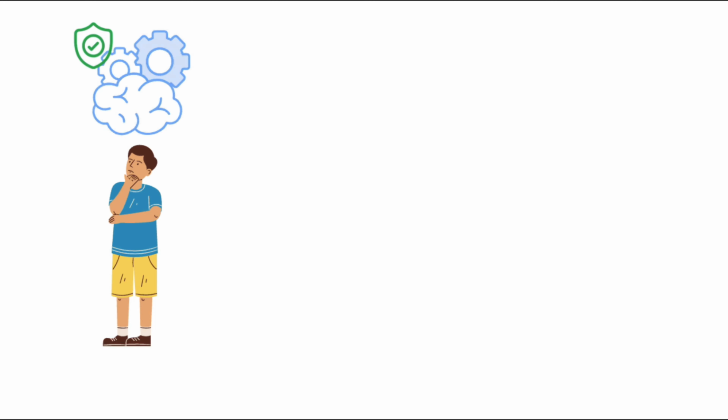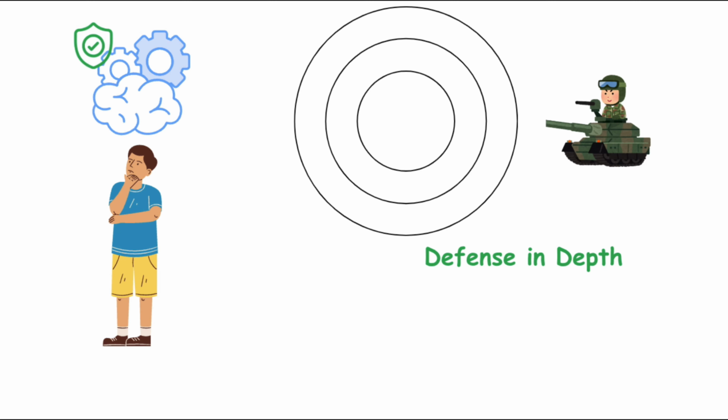We all know that security is not a one-time thing. It's a mindset. In cybersecurity, this principle is called defense in depth. Think of it like securing a house. You don't just lock the front door. You install security cameras, set up alarms, and maybe even have a guard dog. In the cloud world, encryption is one of those crucial security layers.